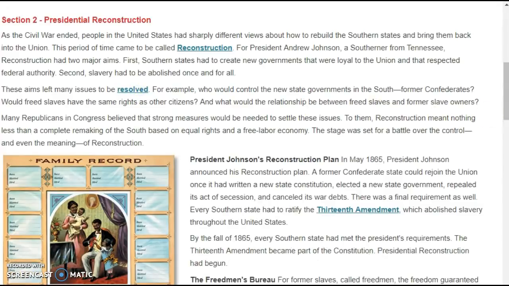For example, who would control the new state governments in the South? Former Confederates? Would freed slaves have the same rights as other citizens? And what would the relationship be between freed slaves and former slave owners? Many Republicans in Congress believed that strong measures would be needed to settle these issues. To them, Reconstruction meant nothing less than a complete remaking of the South based on equal rights and a free labor economy. The stage was set for a battle over the control and even the meaning of Reconstruction.